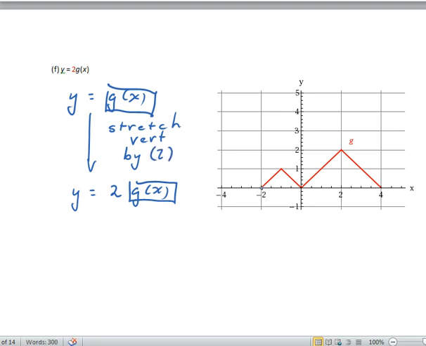Again, the points on the x-axis will remain there because when we multiply their y coordinates of 0 by 2, we get 0 again. But negative 1, 1 will go to negative 1, 2, and 2, 2 will go to 2, 4. And so this resulting blue graph is the graph of y equals 2 times g of x.